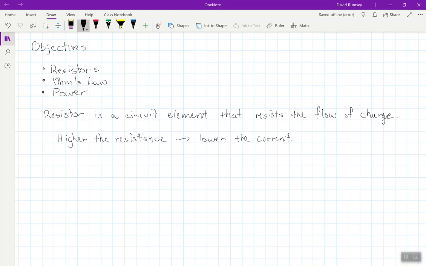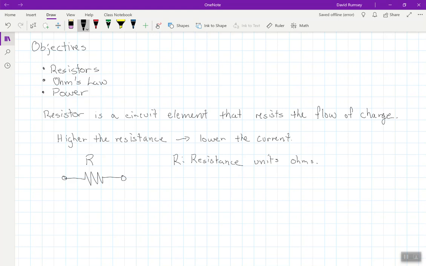So a resistor has a circuit element that looks like this, and then there's some value R, and of course R is what we call the resistance, and we've already talked about the units of this, and the units of this are ohms.